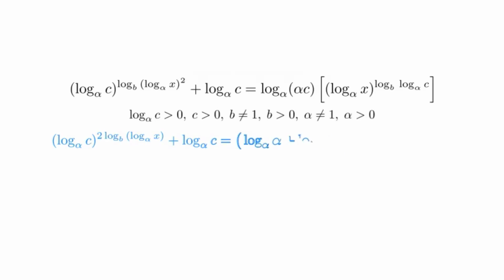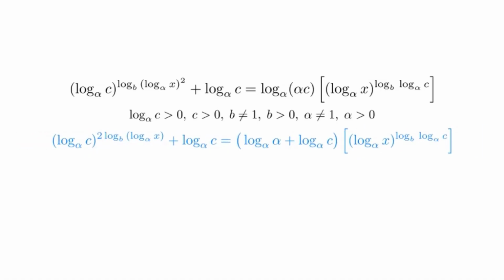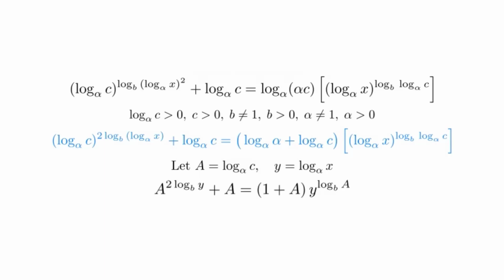Step 1. Apply the power rule to the left exponent and expand the right side using the property that the logarithm of alpha times c equals 1 plus the logarithm base alpha of c. Step 2. Introduce substitutions to simplify. Let capital A equal log base alpha of c, and let y equal log base alpha of x.